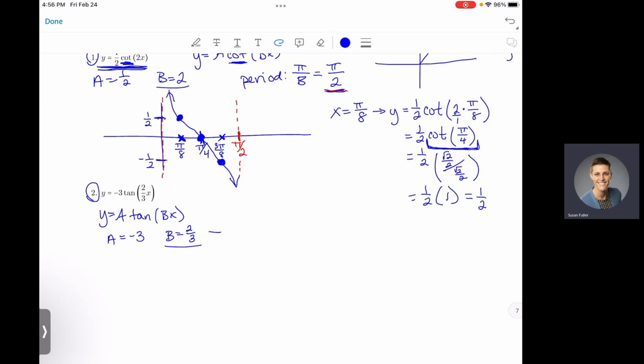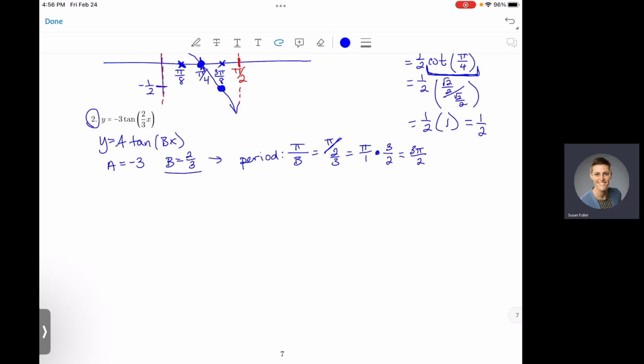So we're going to use our b value of 2/3 to calculate the period of this transformed function. The period is going to be pi divided by b, which is pi divided by 2/3. To simplify this, we're going to keep, change, flip. So keep the top, pi over 1, change the division to multiplication, and multiply by the reciprocal of the denominator. You flip that bottom. So overall, we multiply across, and that means the period of this function is 3 pi over 2.